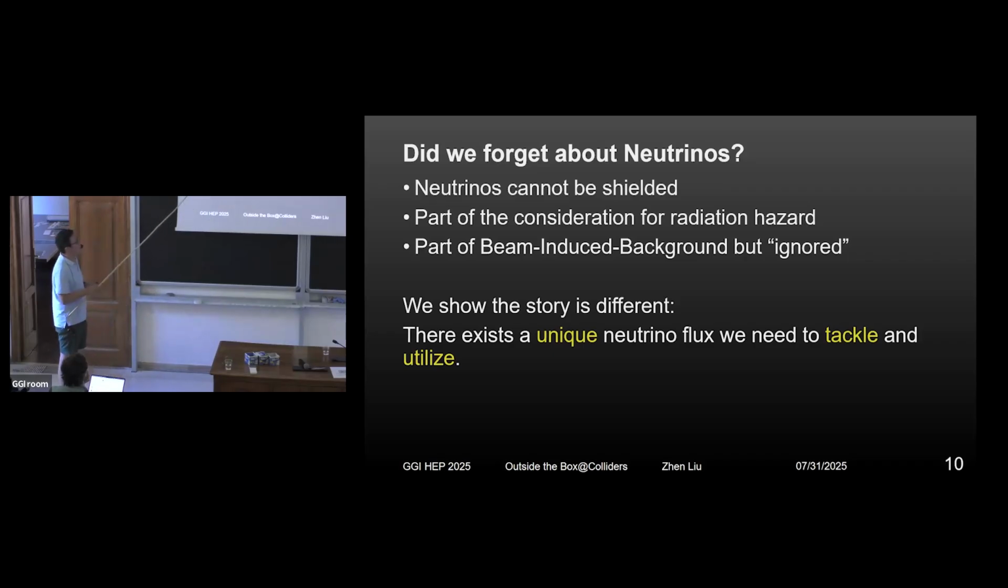There exists a very unique flux of neutrinos that we need to tackle and utilize. It has two folds. It is there, and I cannot ignore it, so we have to think about ways to handle it and use it. So let's see why.